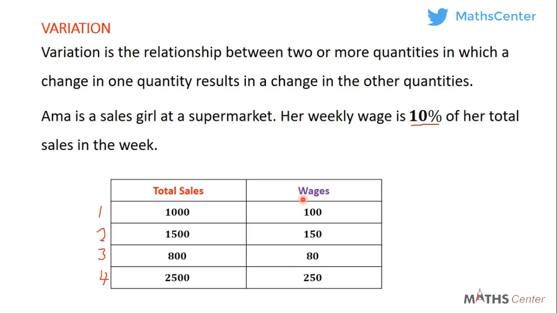Such a relationship is what we refer to as variation. The relationship that exists between two or more quantities such that a change in one quantity will result in a change in the other quantities. You can see from the table here that a change in the total sales will cause a change in her weekly wage, and this is what we refer to as variation.